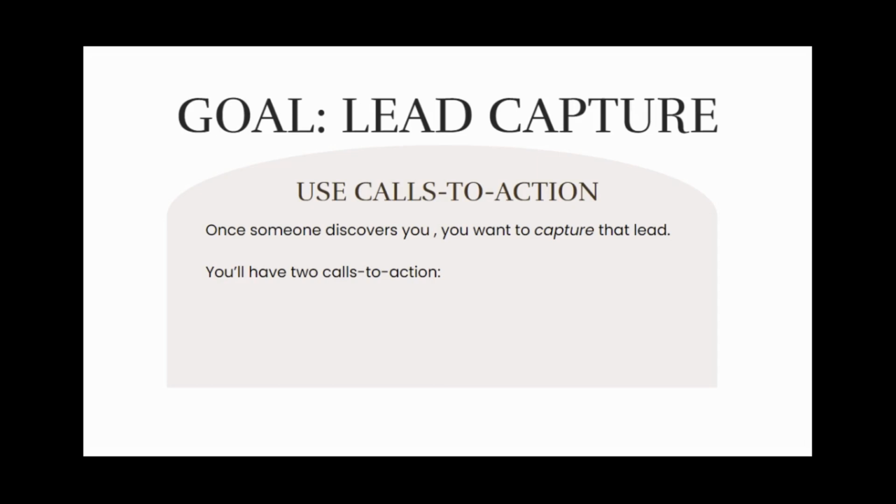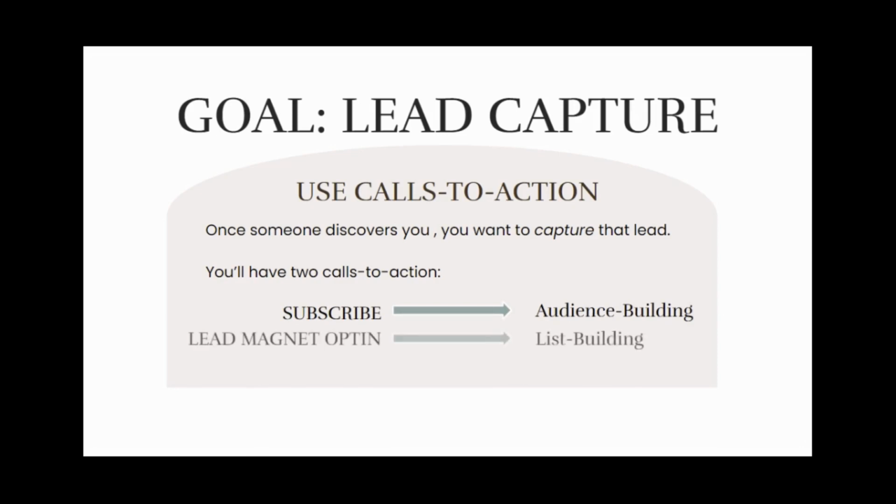But anyway, we want to get these people both onto your email list and into your world, like subscribing or following. So you'll include two calls to action in your content. Number one, you want them to subscribe to your podcast, to your YouTube channel, or sign up to be notified about your blog. That helps us with audience building. And then our second call to action is your lead magnet opt-in, which is how we accomplish list building. So getting those people not just subscribing or following you, but onto your email list. So you can have two calls to action in all your content saying, please subscribe to my YouTube channel. And also, here's the link to my lead magnet opt-in page.